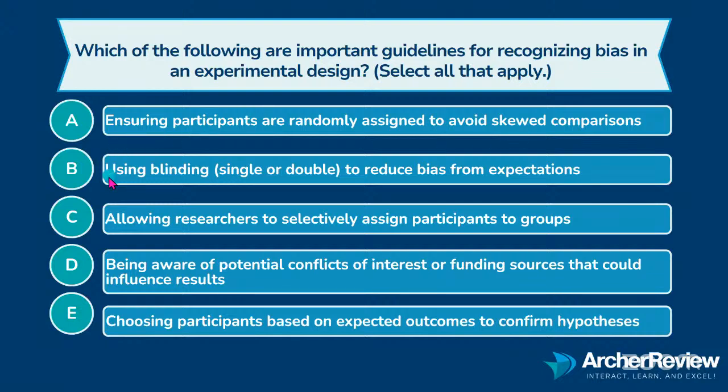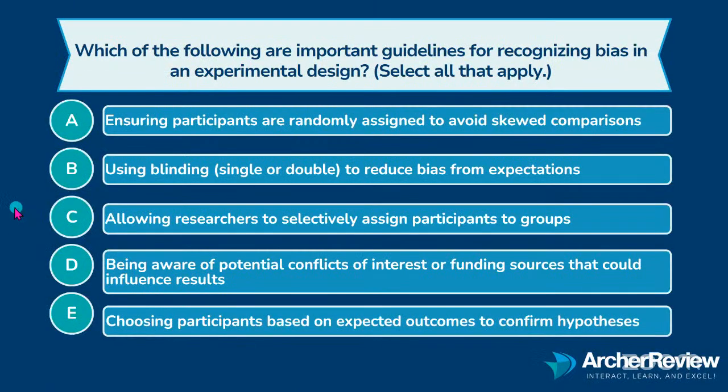Okay. B was another correct one. Using blinding, either single or double, to reduce bias from expectations. Absolutely. A strong study would be a double-blind study where neither researchers or participants knew, and we could remove or reduce bias from that. Okay? All right, our other correct answer was D.